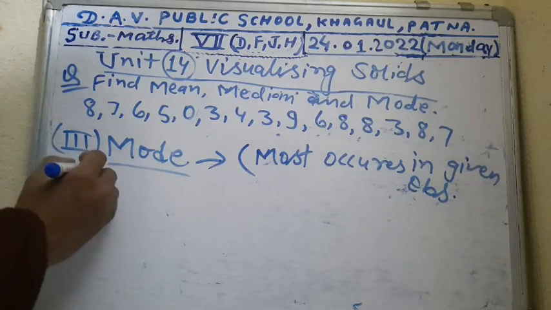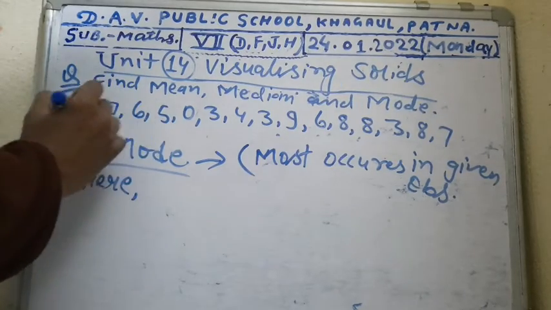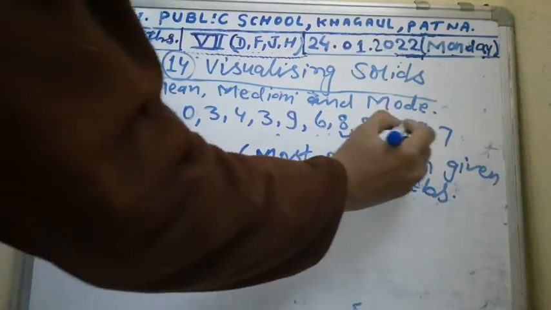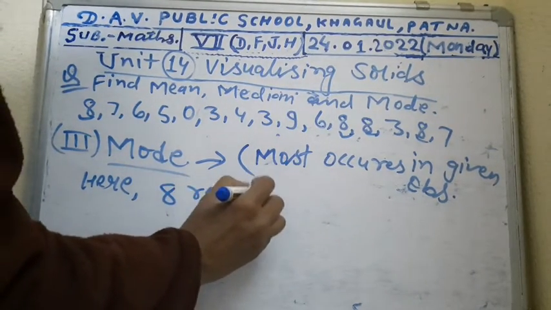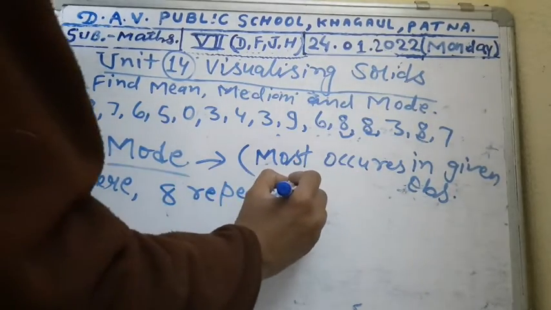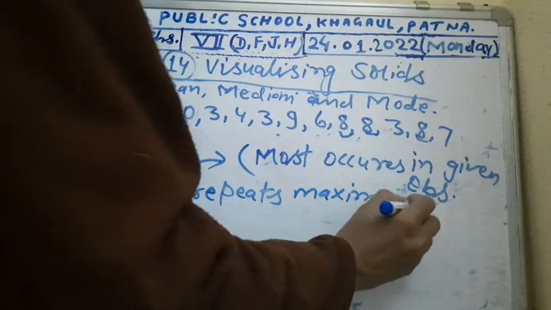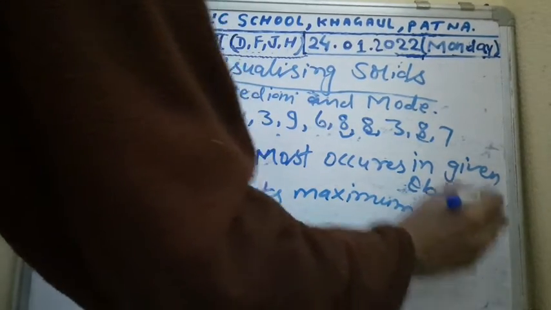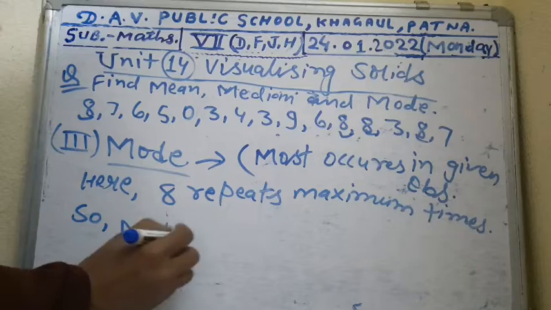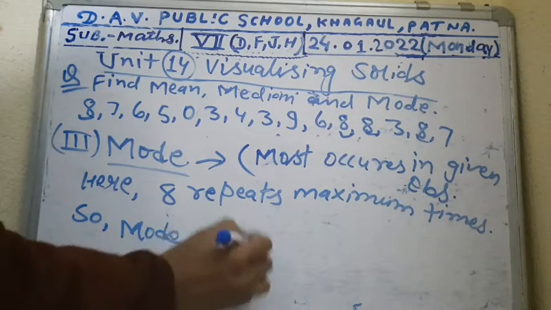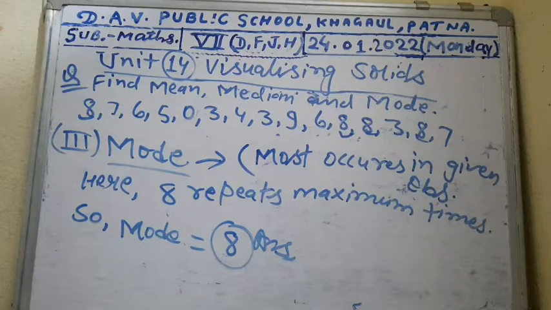Here 8 repeats 4 times. Here 8 repeats 1 time, 2 times, 3 times, 4 times. Here 8 repeats maximum times. So the mode of the given observation is 8.